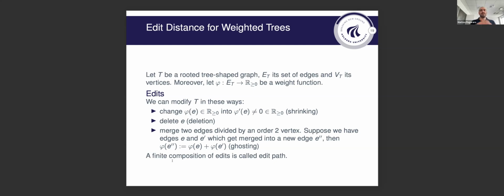But then the main novelty of this metric is that I allow another kind of transformation, which to my knowledge is novel in the scientific literature. I want to be able, given an edge, to split it into two edges by inserting an order two vertex. Or vice versa, if I have a couple of adjacent edges separated by an order two vertex, I want to be able to remove that vertex and merge the two edges.